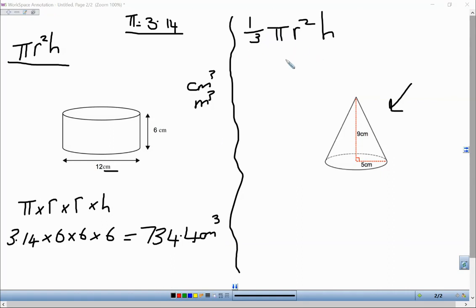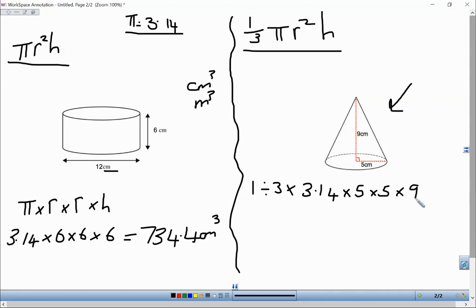If you look at it, it's a very similar question to this, and a very similar formula, only one slight difference at the start. So, same principle as before, we start writing our formula out. What 1/3 actually means is 1 divided by 3 times pi. There's no space in between, so we times it, which is 3.14, times the radius squared. Well, this time it has given me the radius. That's the halfway point across the circle. So times it by 5. I times it by 5 again, as it's squared, and then I times it by the height, which is 9.